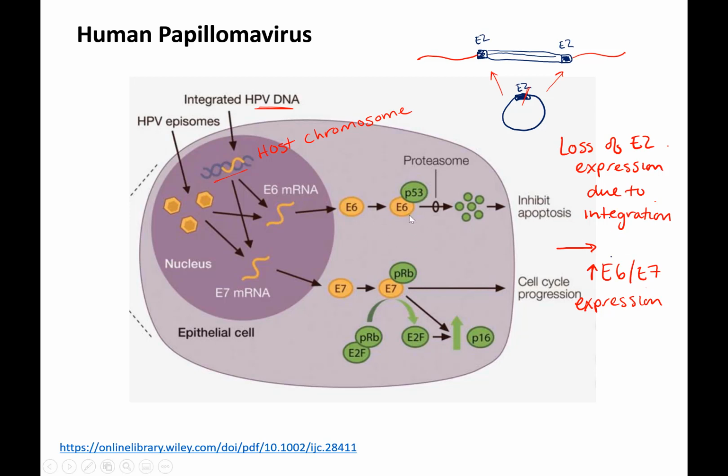E6 binds P53. P53 is a tumor suppressor. Okay. E7 binds retinoblastoma, PRB, also a tumor suppressor. So E6 and E7 are going to affect cell cycle regulation or cell division, and it's going to become unregulated.